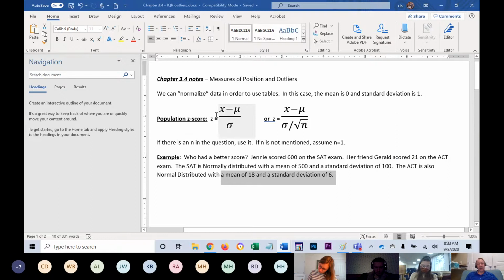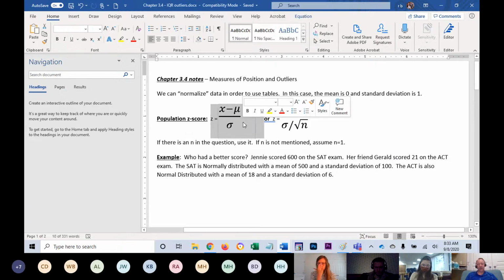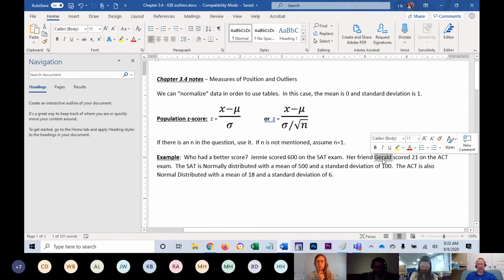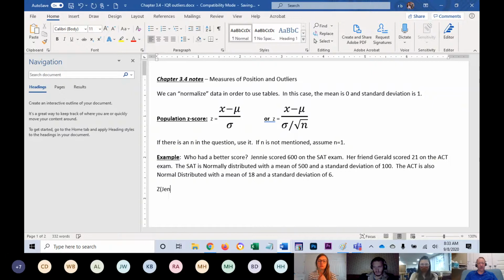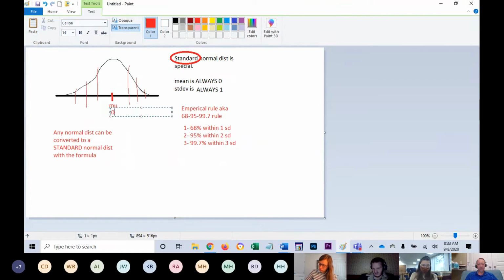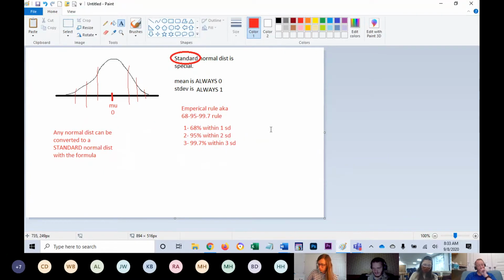What's nice about this formula, either this formula or the other one, is we can convert both Jenny and Gerald's scores so that they're on the same scale, and then we can compare and see who did better. So let's find the z-score for Jenny. We're going to convert her score and put them both on a standard normal distribution, so that the mean is going to be 0.